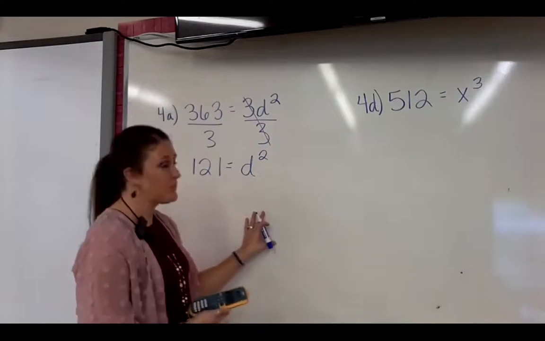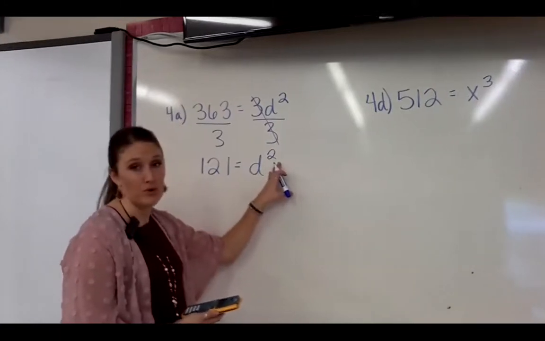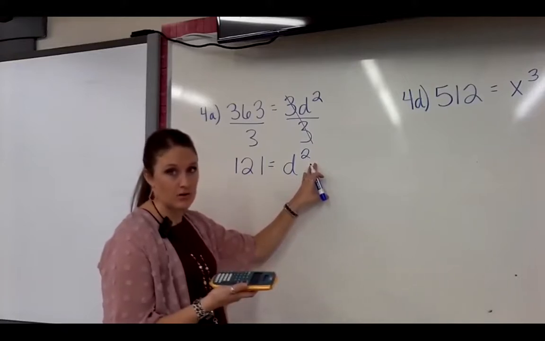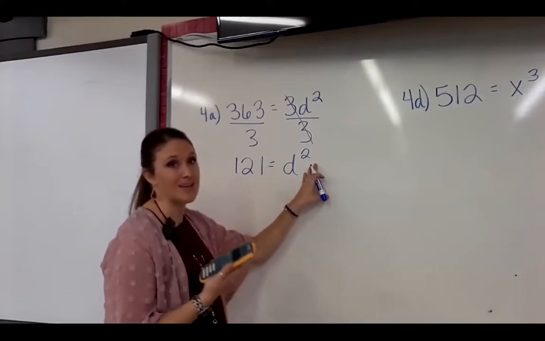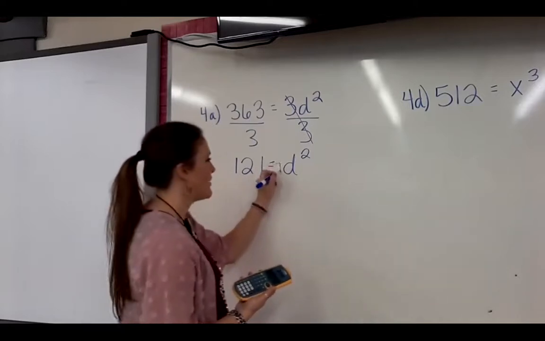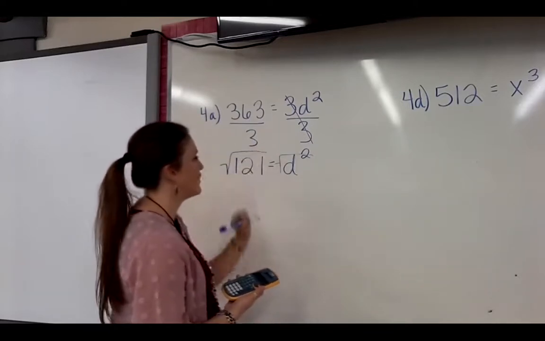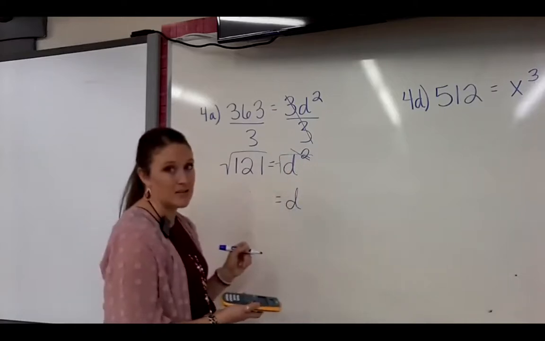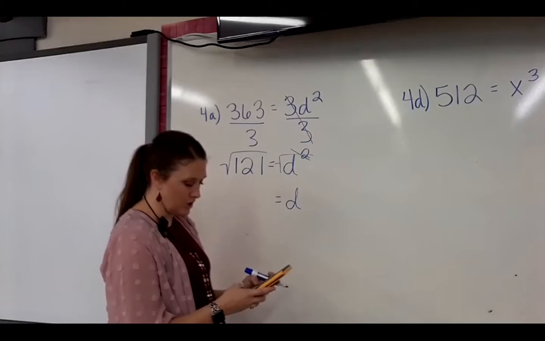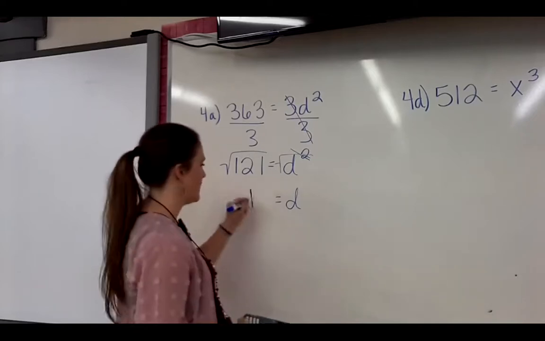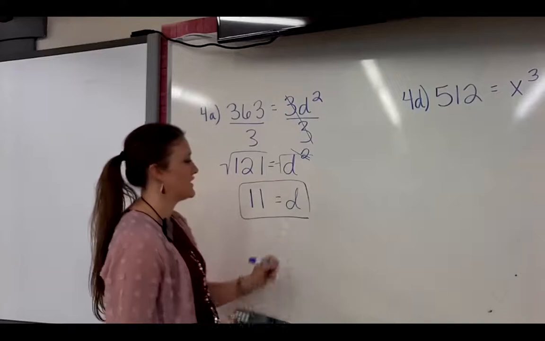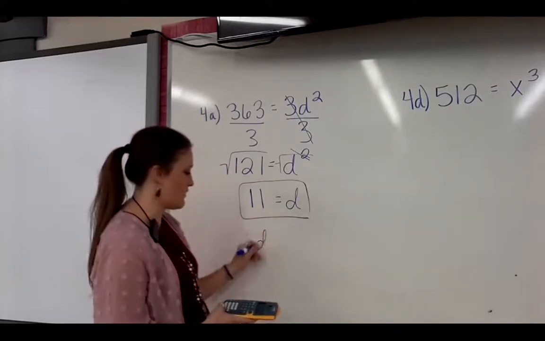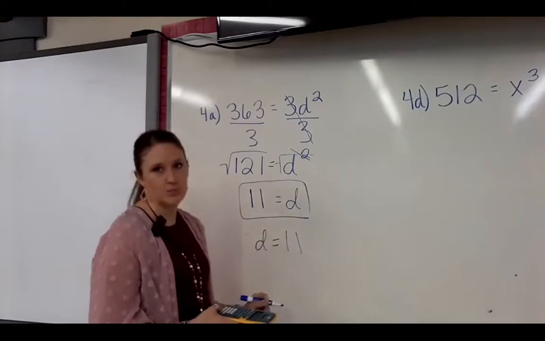So we're close. Now I have to get rid of that second power, the squared, d squared. The opposite of squaring a number, or raising it to the second power, is to take the square root. So I'm going to take the square root of both sides, and it cancels that squared to leave me d. So the square root of 121 is 11. So the correct answer on that is d equals 11. Even though it says 11 equals d, that means the same thing. If you want to go back and flip it, that's fine too.